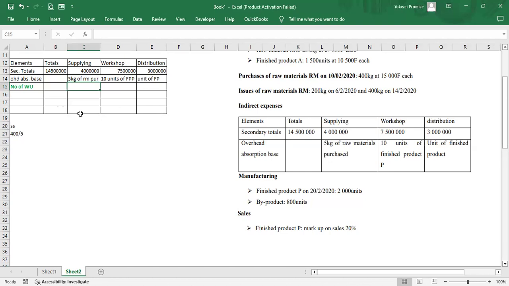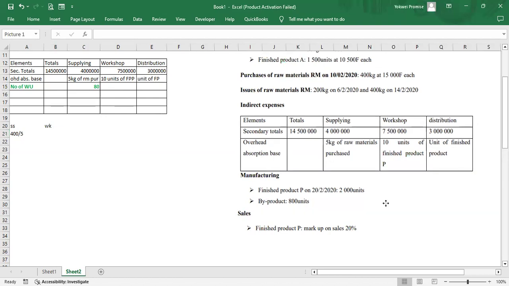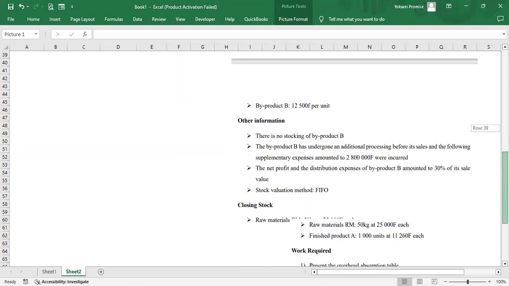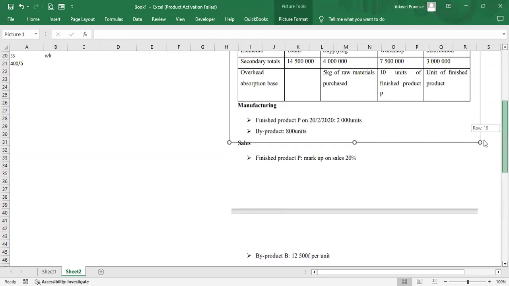80. So here we are going to have 80. Under workshop, they say that 10 units of finished product P. Finished product P only. So how many finished product P units do we have? I have 2,000, right? 2,000 finished product P. That's the only thing that we will have in the entire question for finished product P produced. 2,000.